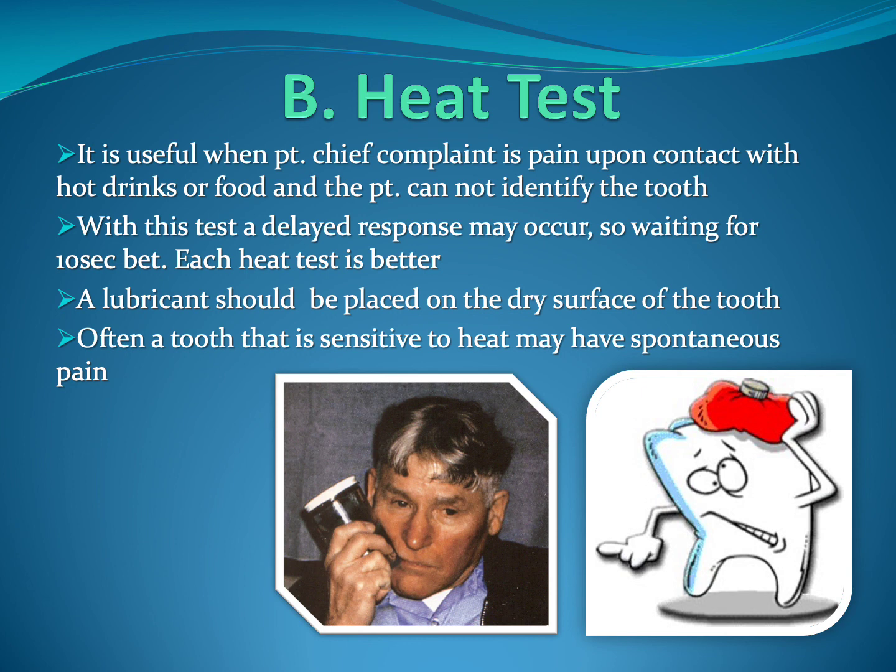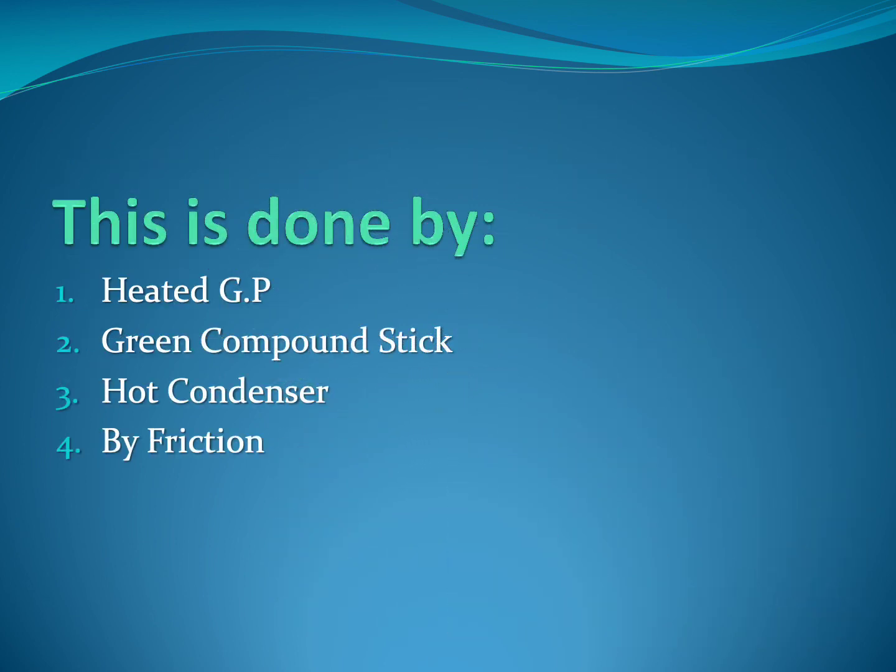How can we test? We can do the heat test with a heated gutta-percha. We just heat a gutta-percha, or a heated condenser, or by friction, by making friction with a rubber cup or anything, or a green compound stick. We heat it and then put it on the tooth. But again, I don't recommend this test in all cases, because sometimes this test causes irritation to the pulp in the case of a normal pulp.